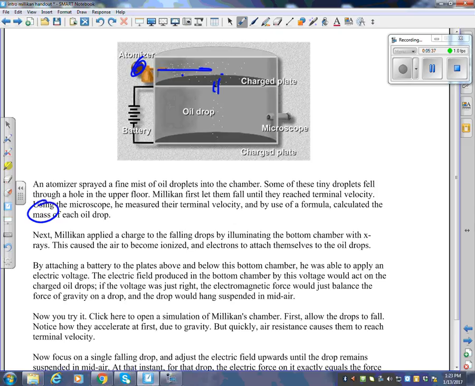Next, Millikan applied a charge to falling drops by illuminating the bottom chamber with X-rays. So he zapped them with X-rays, and this ionizes the air. What is an ion? Something to watch out for, you know? Keep your eye on it. But yeah, how about your own next week? What's an ion?